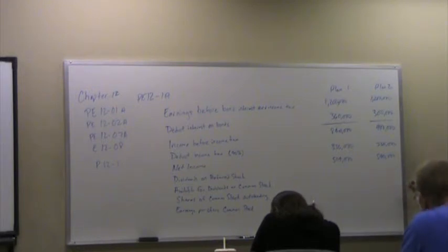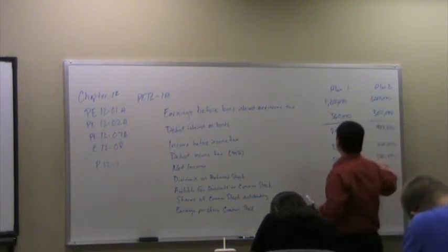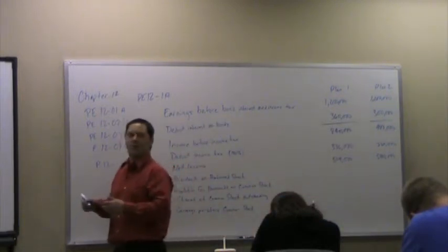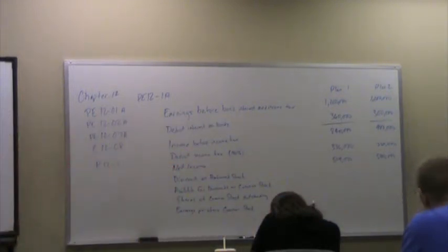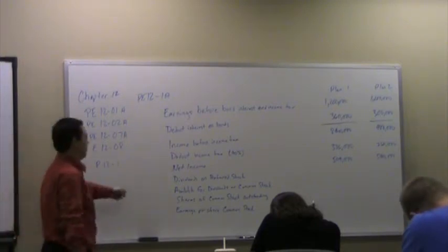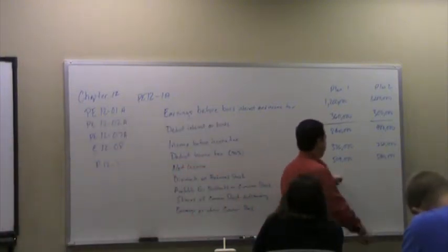So how are we doing here? As you can see, our net income is a little higher on this one, just because we're paying less on the bonds. But then we have another issue here. What do we have in dividends on preferred stock? Do we have any here?